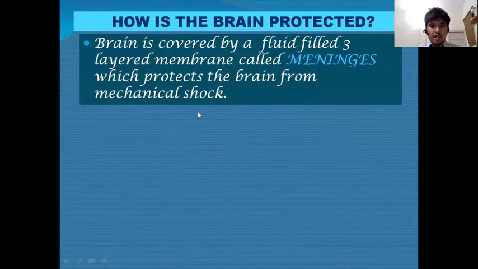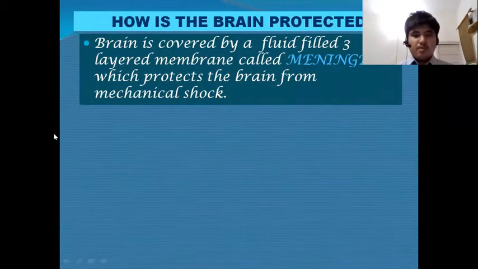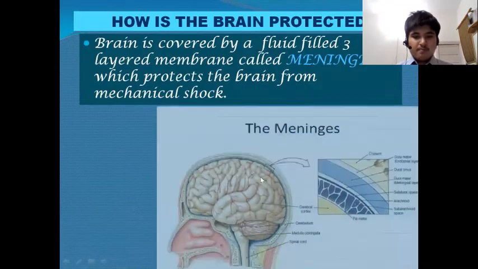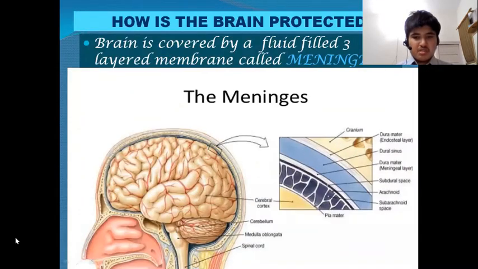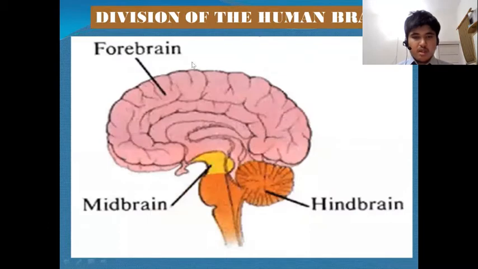Now we'll talk about how the brain is protected. The brain is covered by a fluid-filled layered membrane called meninges, which protects the brain from mechanical shock. This is the meninges. Now we'll talk about how the human brain is divided: the forebrain, the midbrain, and the hindbrain.